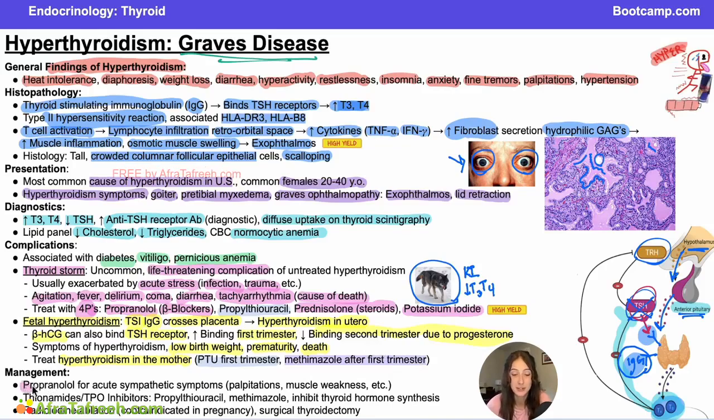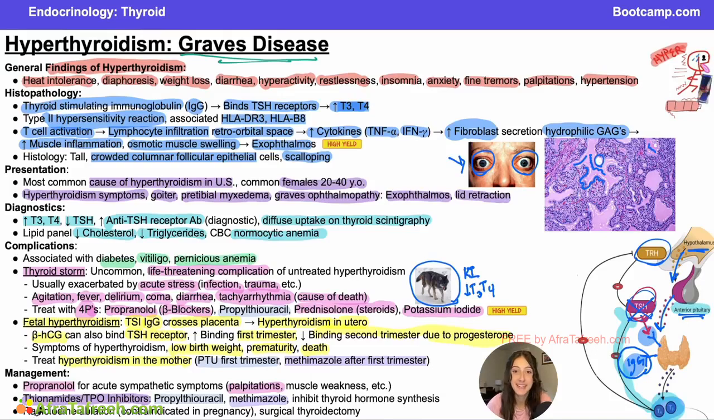Further management of Graves' disease, so we usually use propranolol or a beta blocker for acute sympathetic symptoms, right? It's always important to protect the heart, so we're going to use this for palpitations, muscle weakness, etc. And then for more standard treatment, we're going to use our thionamides or our TPO inhibitors. Remember, our thionamides and TPO inhibitors are the same thing. Those are our propylthiouracil or our methimazole, and these are going to inhibit thyroid hormone synthesis, so these are going to decrease the hyperthyroid impact of Graves' disease. And then finally, a more curative pathway, we can do a radioiodine ablation.